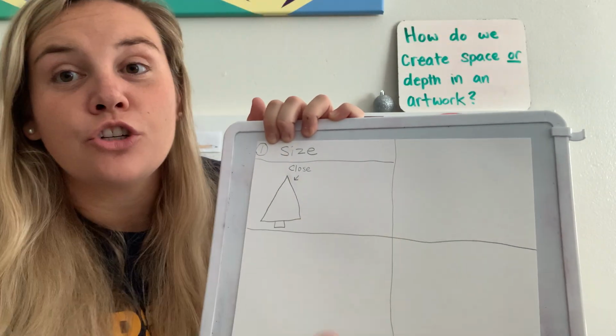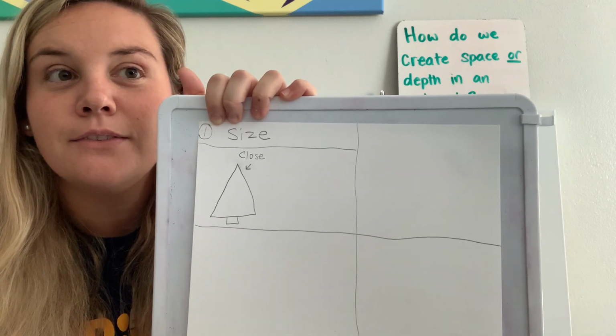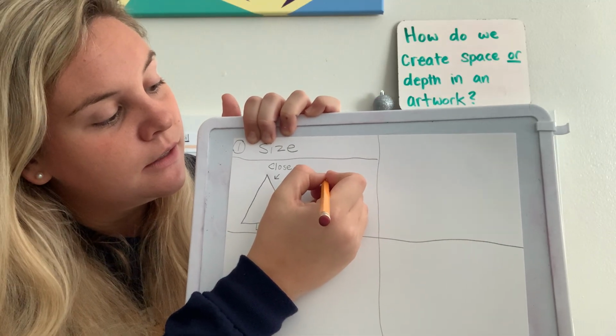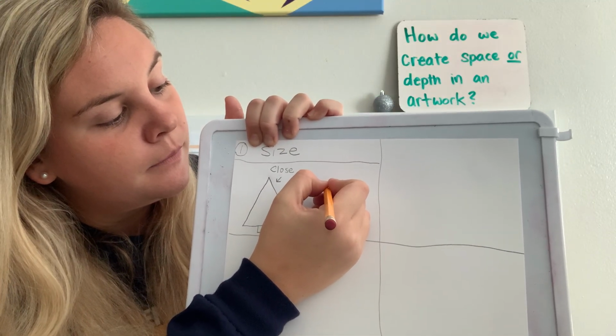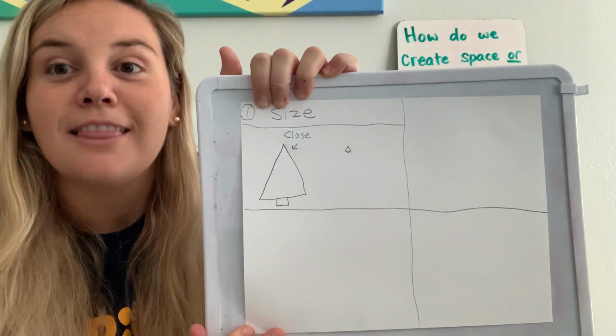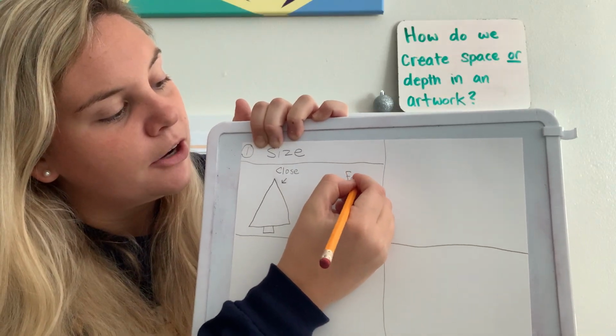Now, in order to show that a tree is farther away, do I need to draw it bigger or smaller? Smaller. So I'm going to draw a smaller tree, and I'm gonna draw it way in the back. And what did I forget to do? Label, label, label. I'm gonna label this tree far.